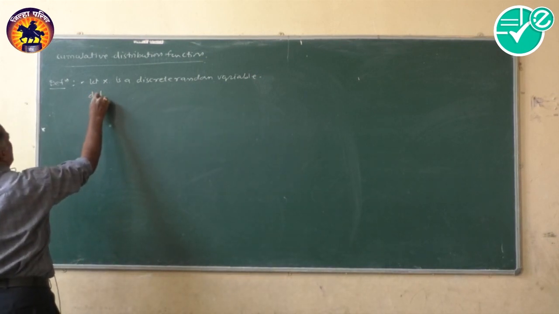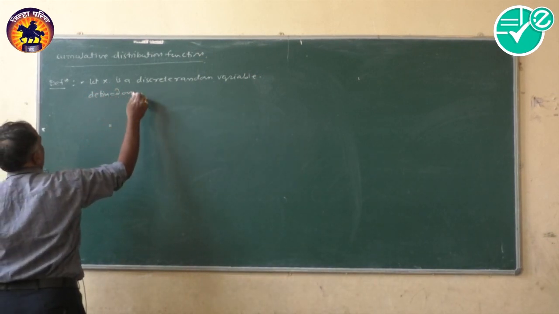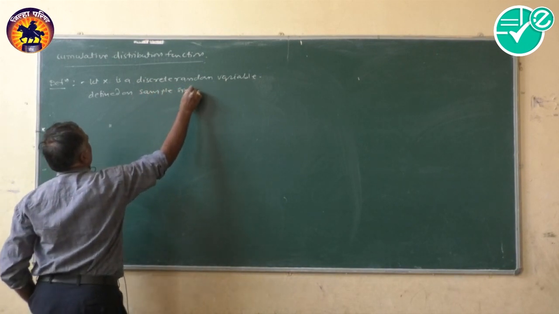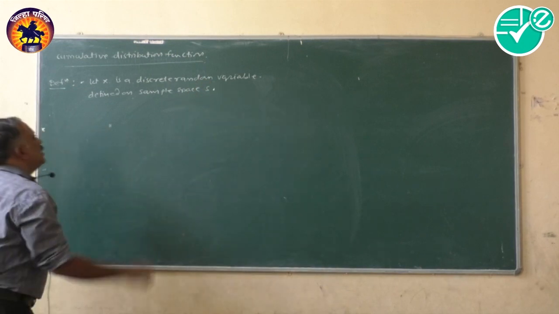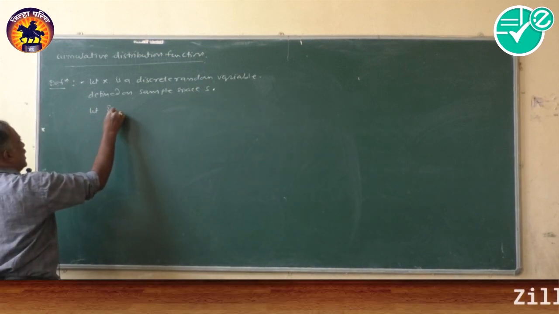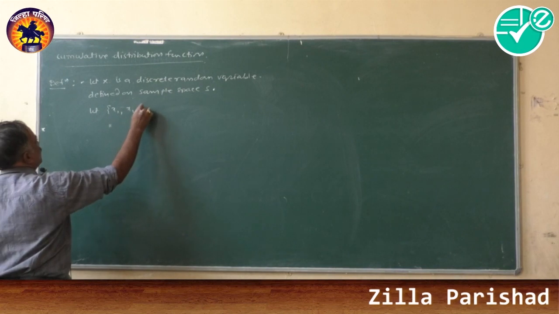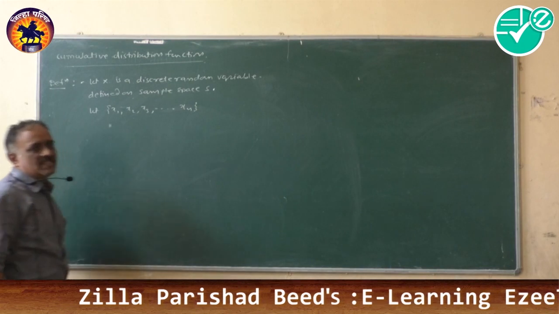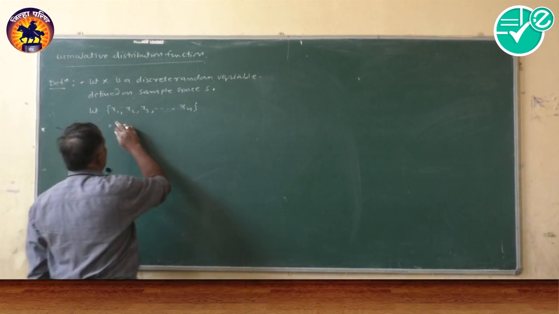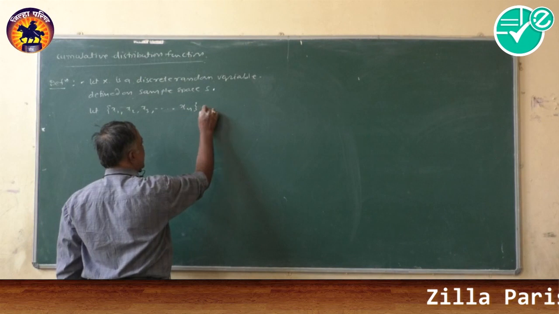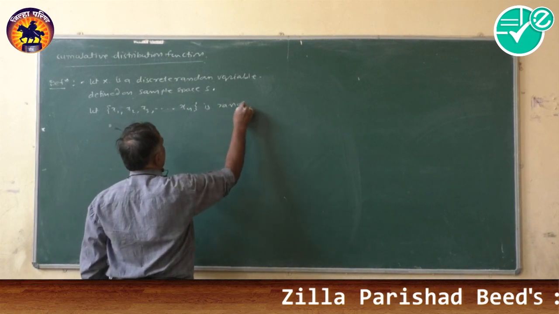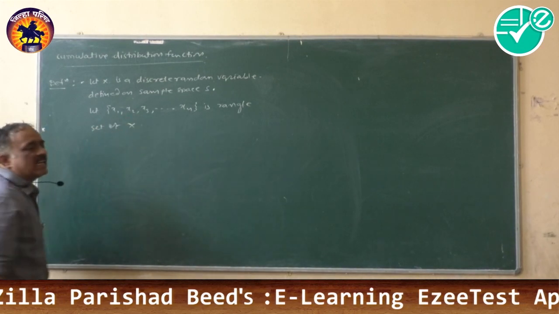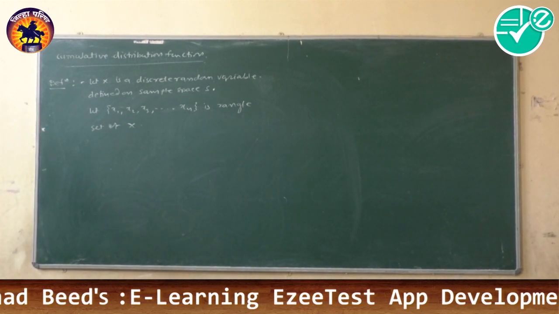Defined on sample space S. Let x1, x2, x3, dot dot up to xn. What is this? This is the range set of a capital X. Let x1, x2, x3, dot dot up to xn be the range set of capital X.